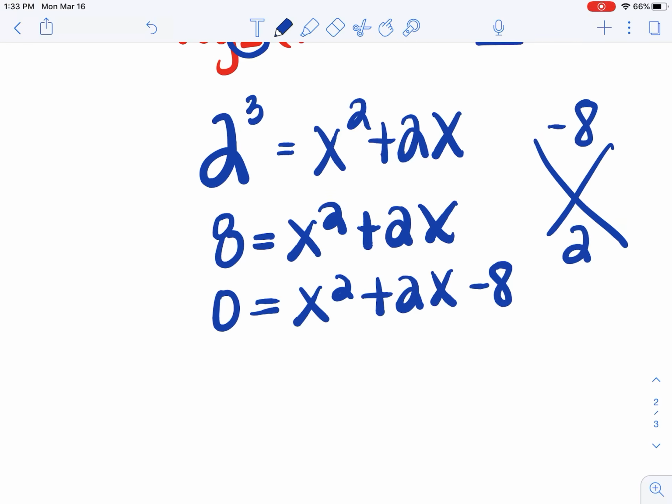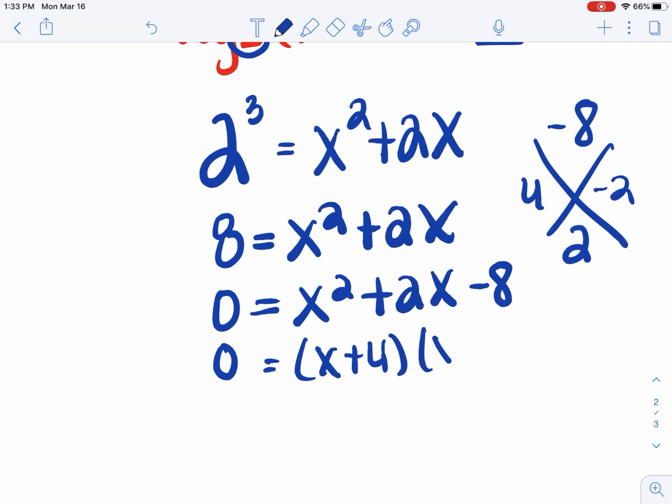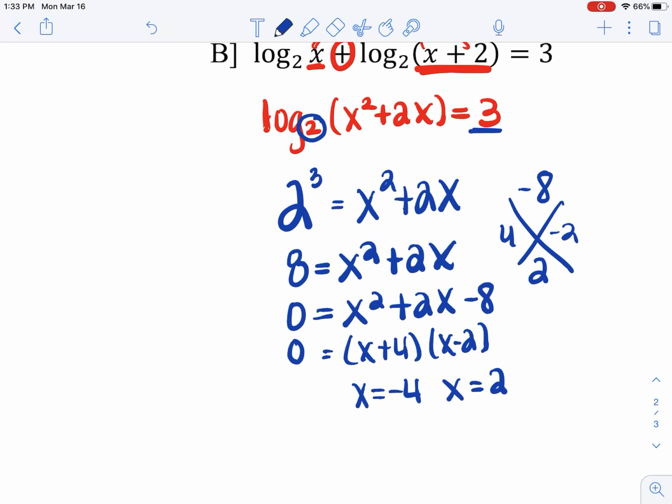Two numbers that multiply to give you negative 8 and add to give you positive 2 are 4 and negative 2. So I have 0 equals x plus 4 times x minus 2, and once again, two solutions. X equals negative 4, x equals 2.